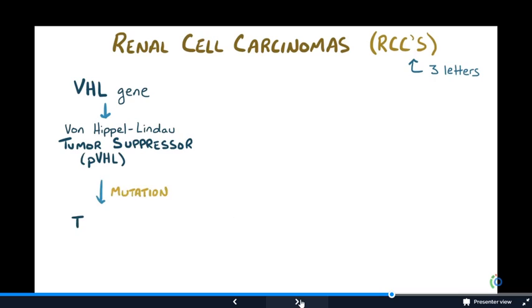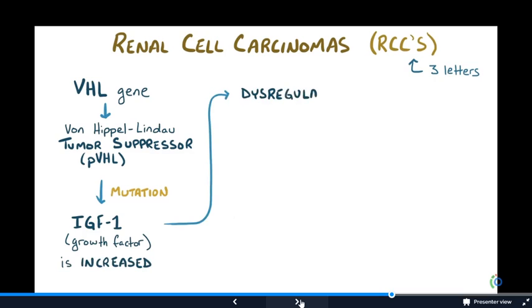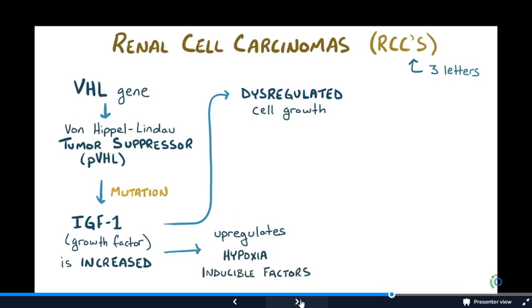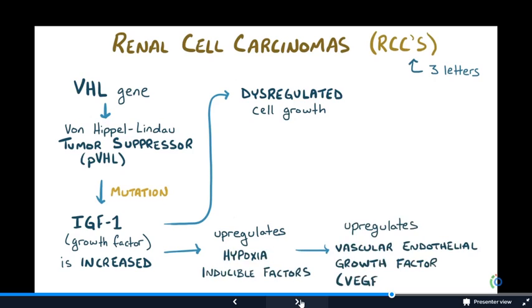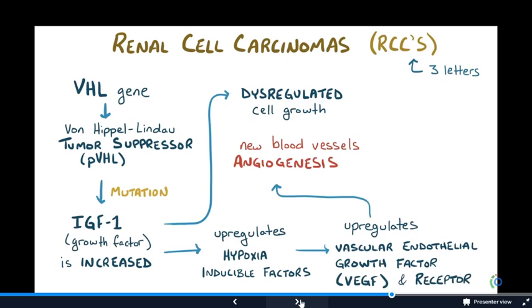Mutations in PVHL can allow the IGF-1, the type 1 insulin-like growth factor, pathway to go into overdrive. And this does 2 things. First, there's dysregulated cell growth. And second, it upregulates specific transcription factors called hypoxia-inducible factors, which in turn generate more vascular endothelial growth factor, or VEGF, as well as VEGF receptor, leading to growth of new blood vessels, or angiogenesis. Dysregulated cellular growth and angiogenesis are a recipe for tumor formation.